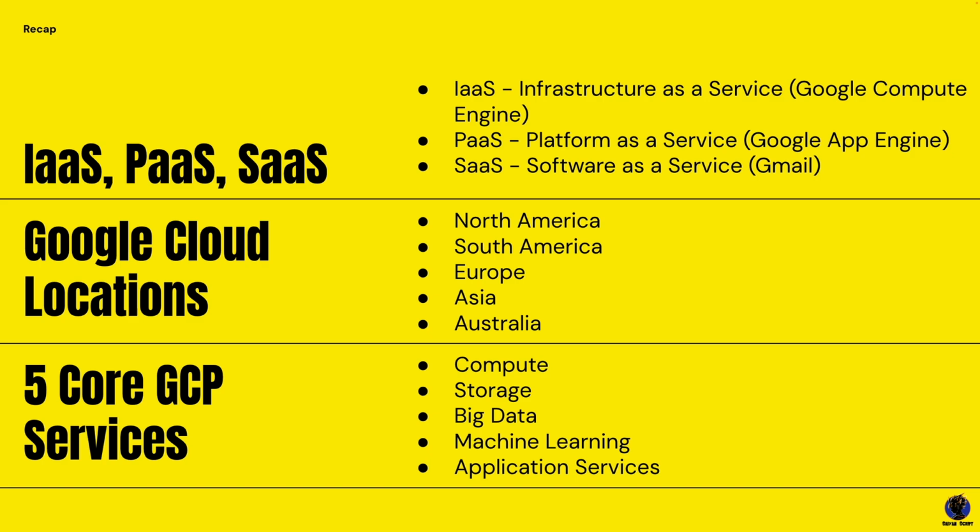Let's cover the 5 Google Cloud locations. Those are North America, South America, Europe, Asia, and Australia. Within each location, there are regions, and there are zones within those regions. Inside of a zone, there are multiple data centers that make up the zone. There are 5 core GCP services: compute, storage, big data, machine learning, and application services.